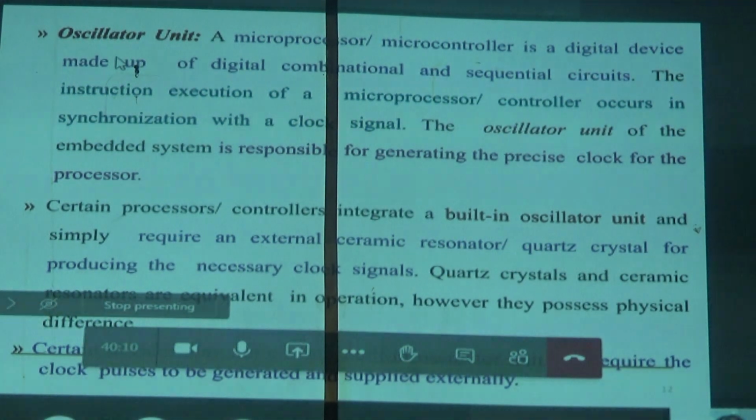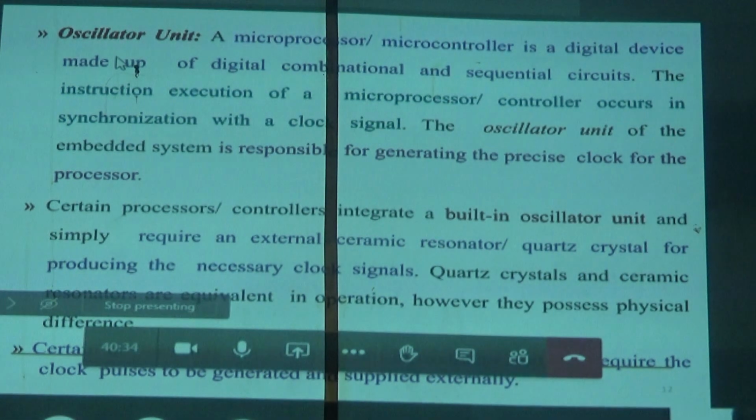Another component that is connected externally, or internally if it is available in an embedded system, is an oscillator circuit. So what is this oscillator circuit going to do? Oscillations are provided by this oscillator circuit. Oscillations means the timing pulses, the timing signals that are taken as a reference, are generated with the help of this oscillator circuit.